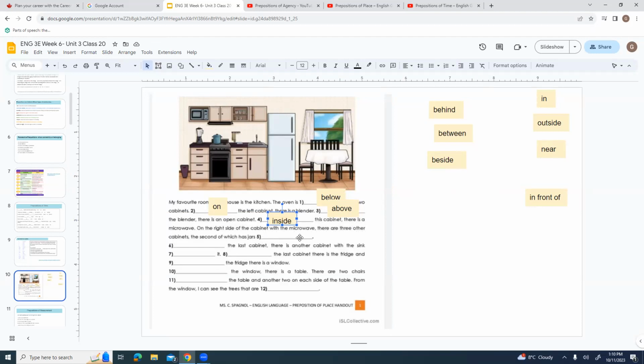I'm gonna have to change it and say inside here, and I guess in here. To me, they both work well with inside. I don't know why they didn't use it for both. Something in the last cabinet, there is another cabinet with the sink. Below the last cabinet, here it is. There's the sink. Below, behind, between, in front of. I'll come back to that one. There's another cabinet with the sink.